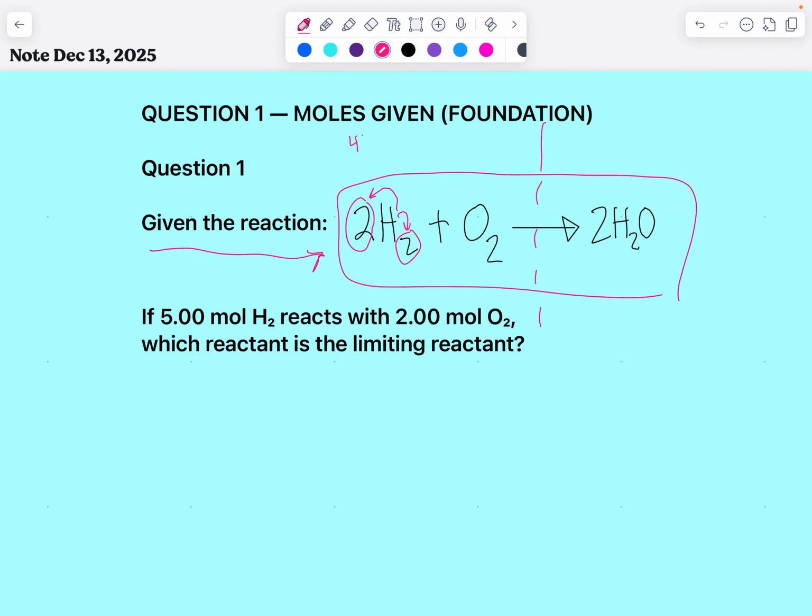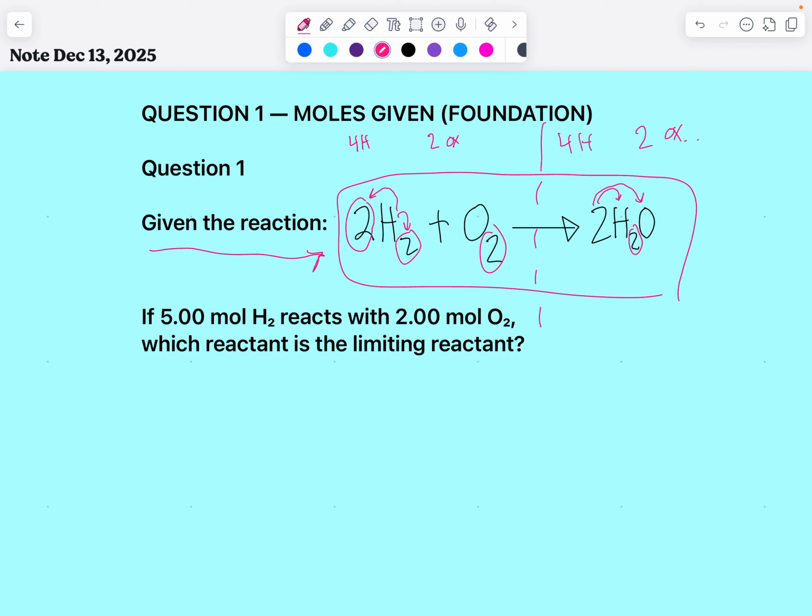I have 4 hydrogens. And then I have 2 oxygens. Now here, this 2 is being multiplied to this 2 here. 2 times 2 is 4, so I have 4 hydrogens here. This 2 is going to be multiplied to this oxygen, so I have 2 oxygens. That looks balanced to me, right?